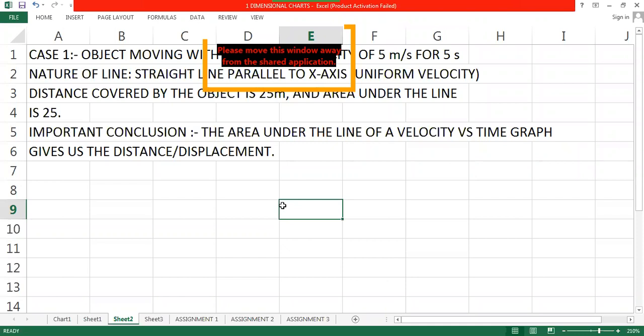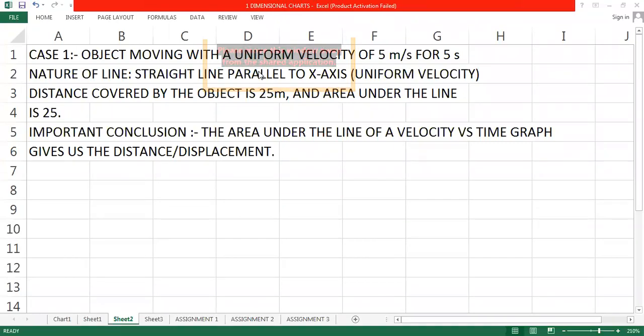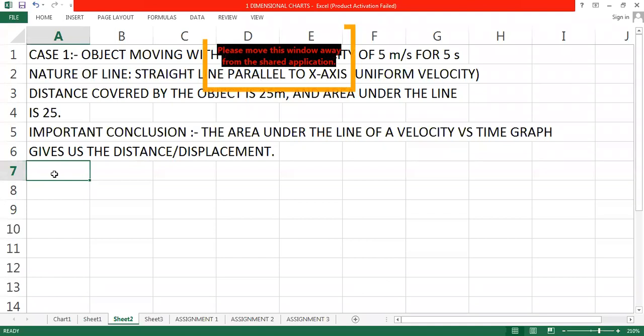Yes, beta, because the object is moving away from the initial position, so the displacement is positive. So the area under the line of a velocity versus time graph gives us the distance or displacement. Clear, class? I hope you are getting it very clearly now, beta, what the important conclusion is. You can easily find out the area under the line, and the area under the line will give us the magnitude of displacement.